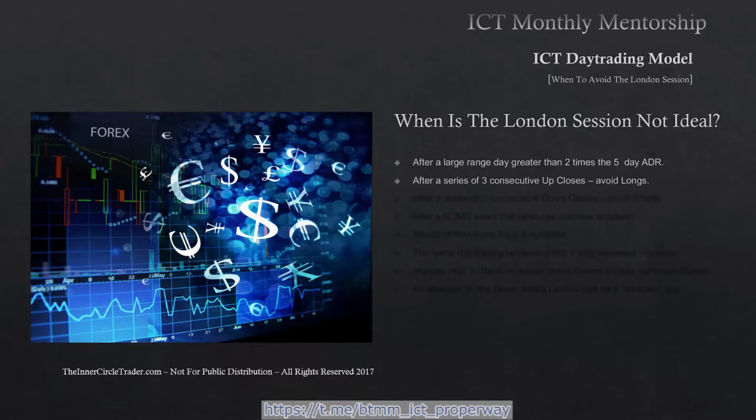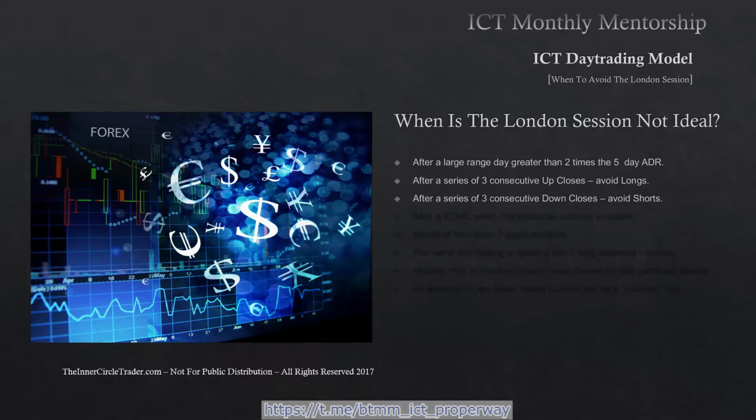After a series of 3 consecutive up closes on a daily chart, you want to avoid trading longs, at least in the London session, because typically you can get a retracement that could be rather deep, creating a down close day on a candle on the daily chart, or a really long wick intraday, and then maybe continuing in the direction of the 3 consecutive up closes. But generally, after 3 up closes, you're going to either get a pause or a retracement lower.